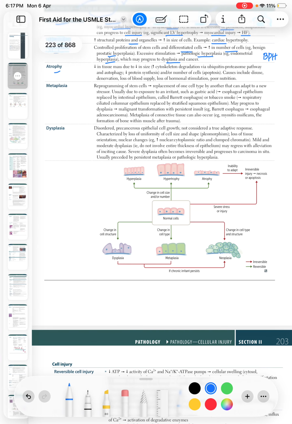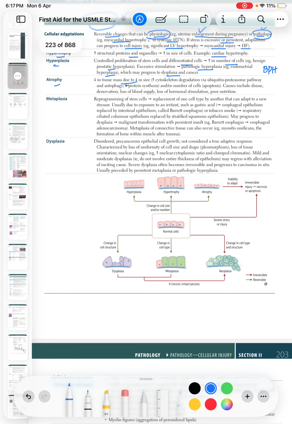Now, what is atrophy? That is the decrease in tissue mass due to decrease in size. That is increased cytoskeleton degradation via the proteasome pathway and autophagy, that decreases protein synthesis, and or number of cells, that is apoptosis, that is the death of cells. These causes include disuse, denervation, loss of blood supply, loss of hormonal stimulation, and poor nutrition.